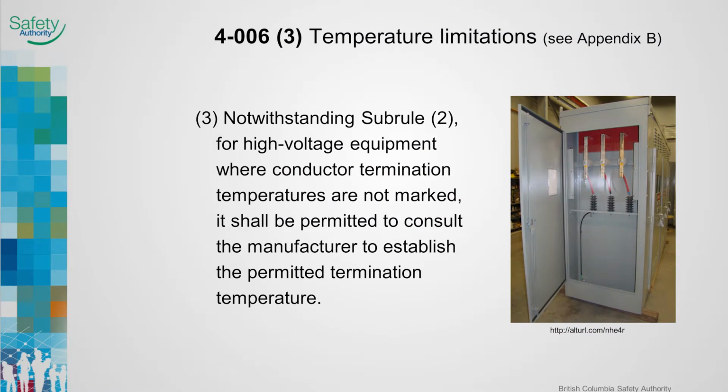Subrule 3 requires consultation with the high-voltage equipment manufacturer to determine the termination temperature rating when the equipment is not marked with a TTR. This is a detail that should be reviewed by the designing electrical engineer and included in the plans and specifications, as well as the one-line diagram provided to the authority having jurisdiction.